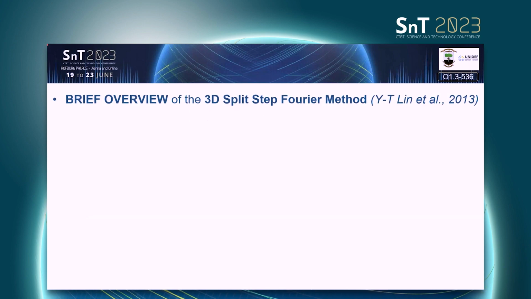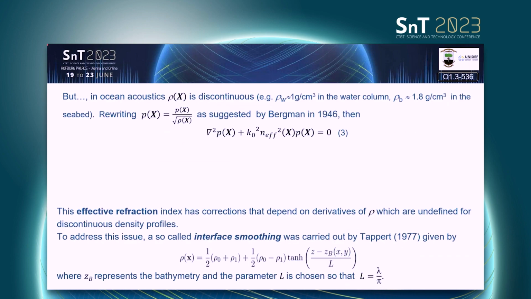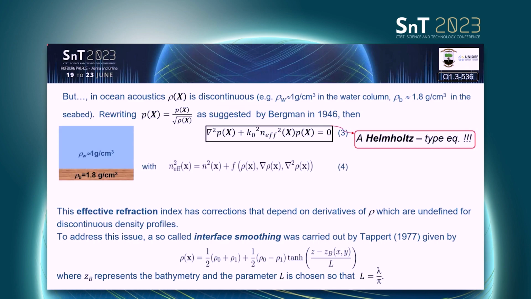Let us first give a brief overview of the 3D split-step Fourier method by Wai-Chi. The governing equation in the frequency domain for the acoustic pressure P is given by equation number 1, but by doing a special transformation suggested by Bergman, one obtains a Helmholtz-type equation, which defines an effective refraction index that has a correction that depends on rho, the density, and its derivatives.